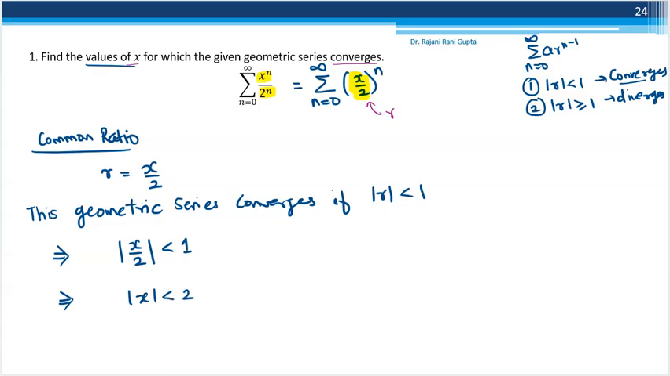So what does it imply? It implies that the value of x lies between minus 2 and 2, or we can write it in interval notation as (-2, 2). So in this interval, the given geometric series converges. Okay, let's look at another example.